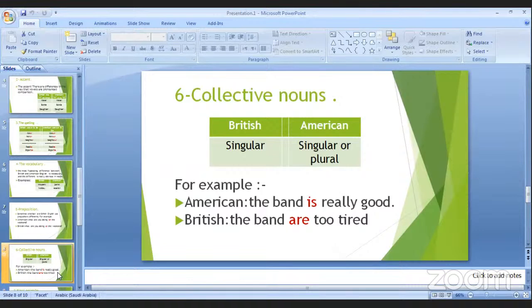Okay, would you please explain to your classmates what you mean by collective nouns in Arabic? What do you mean by collective nouns? Oh my God. Collective nouns? What does it mean? Okay. Yes. Right. Okay, go ahead.